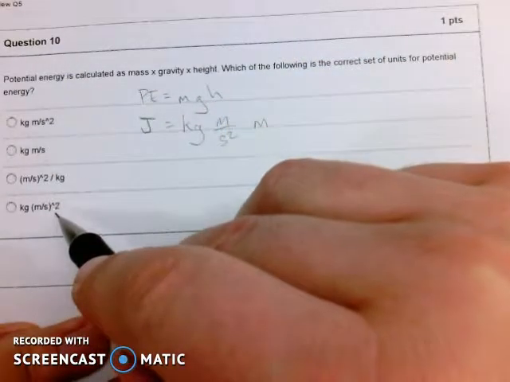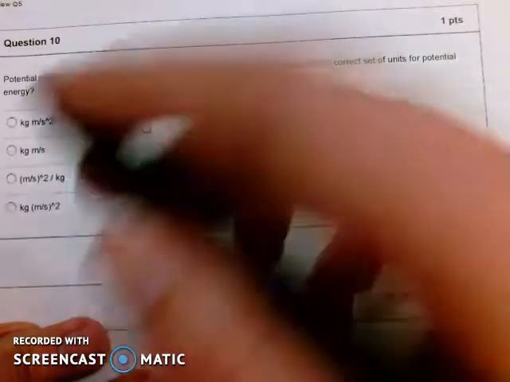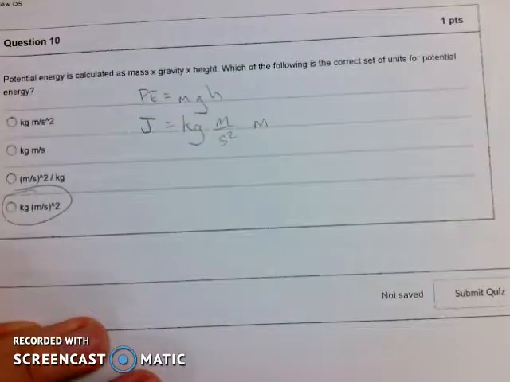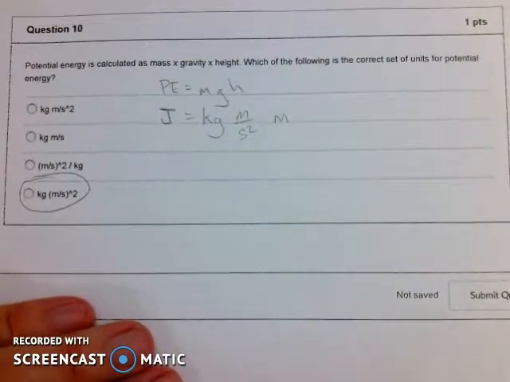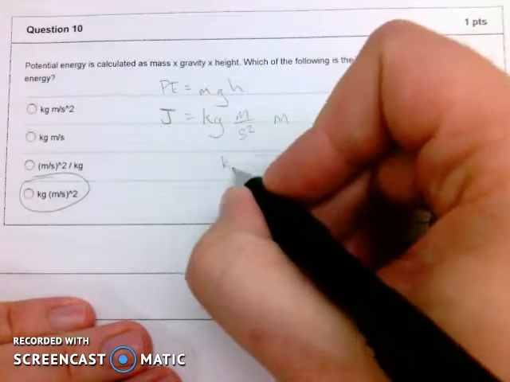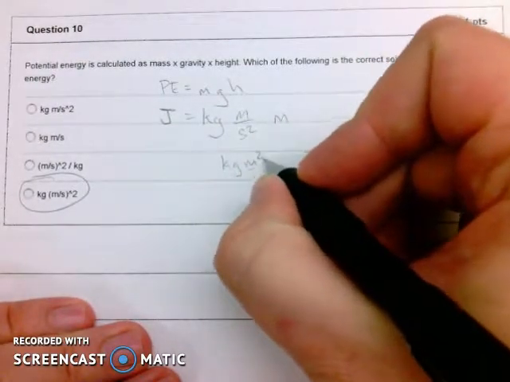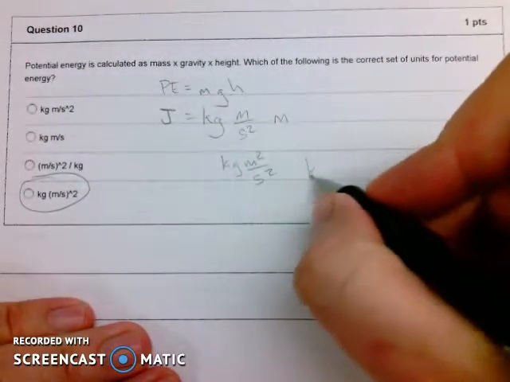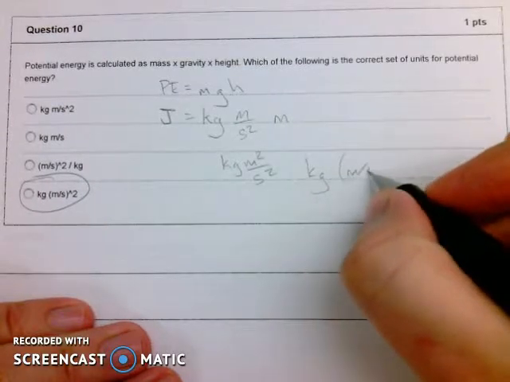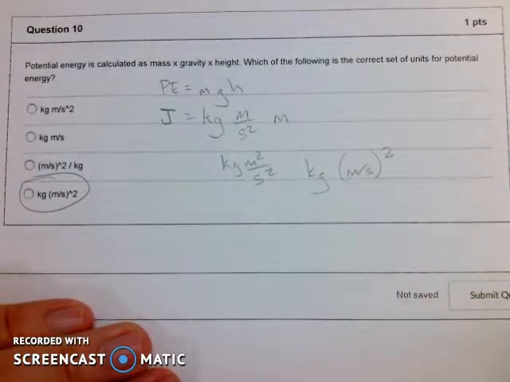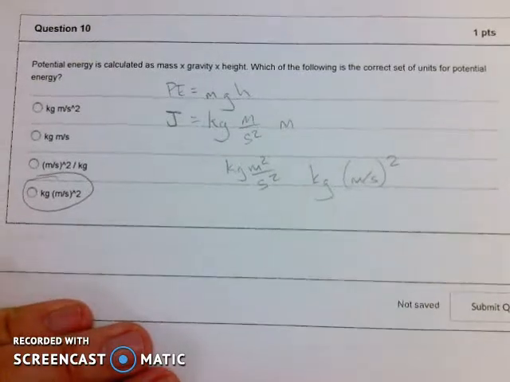All right, looks like this one right down here, D. Okay. All right, yeah, or multiply these together. Kilograms, meters squared per second squared can be written as kilograms times meters per second, quantity squared. Okay. All right, there you have it.